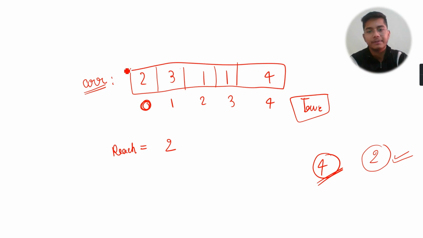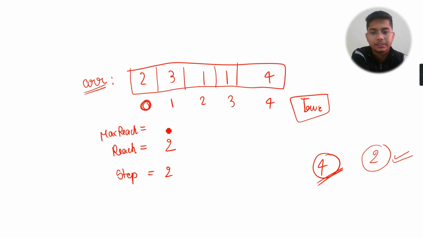And the steps that I will be having: initially I am having 2 steps that I can use to reach the end, steps or jumps basically, right? Let's write it as steps. You have to find the minimum number of steps to reach the end, right? And at each step your reach will be changing, right? So this is your current reach and this is your max reach. So max reach is 2 in this case, right?